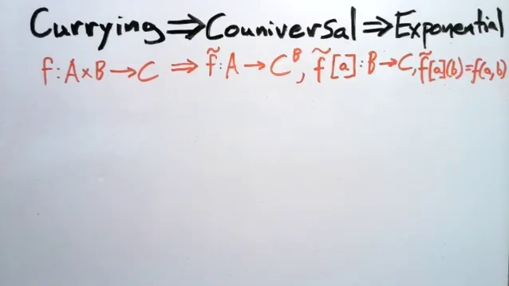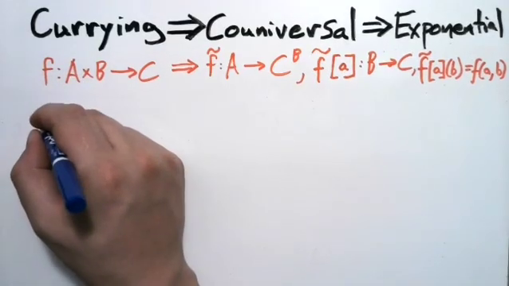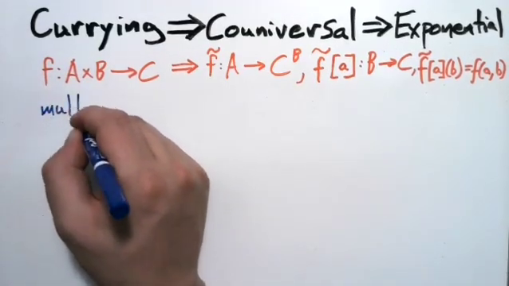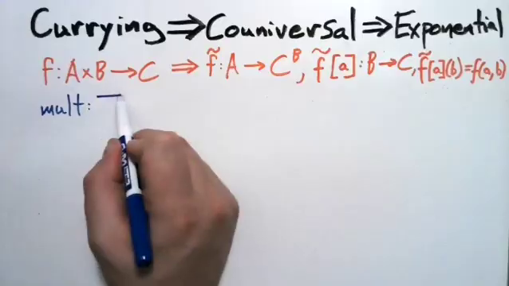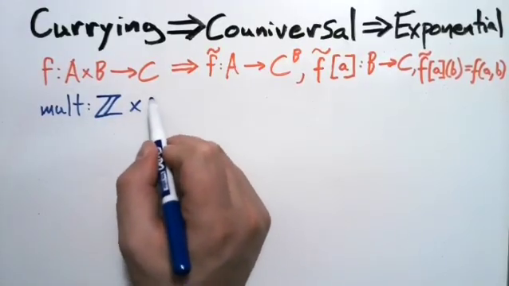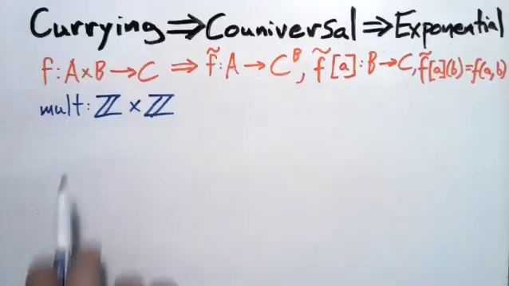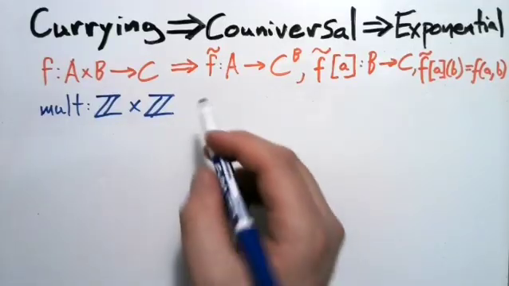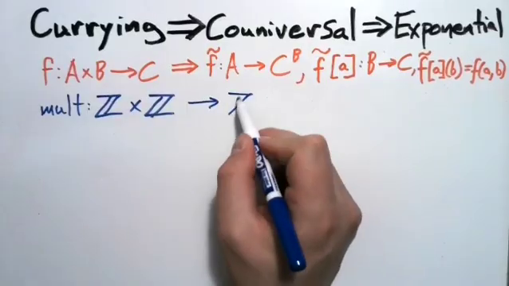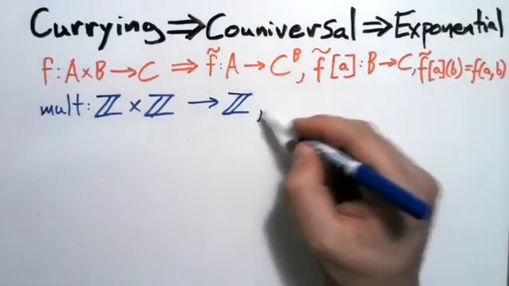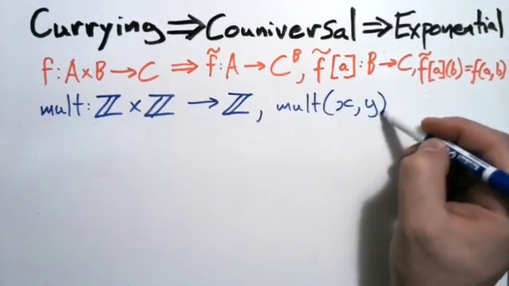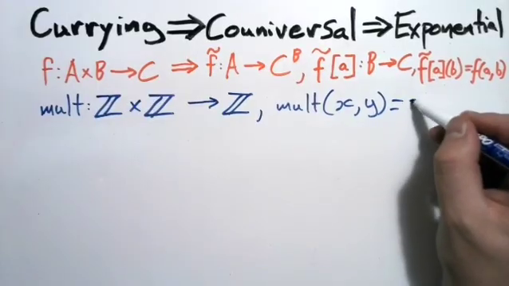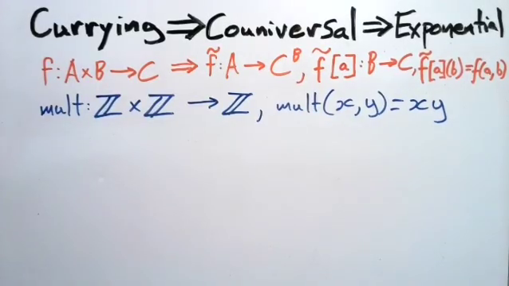Let's look at a quick example to make this a bit clearer. So let's say in this case that the function f is actually the multiplication function. So mult goes from, let's say it's multiplication defined on the integers. So it goes from integers cross integers. I take in two integers and I return an integer, and it's just defined by, as everybody expected, multiply of x and y gives you x times y.